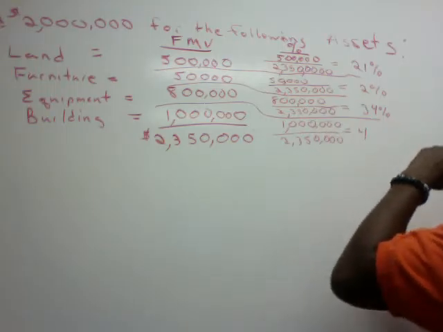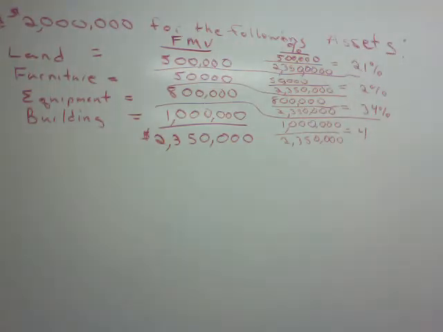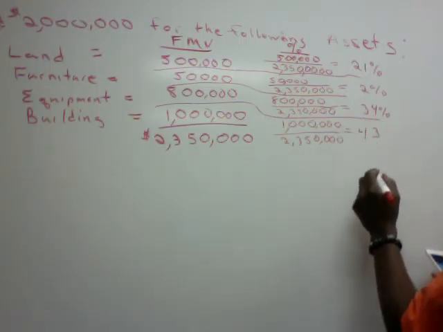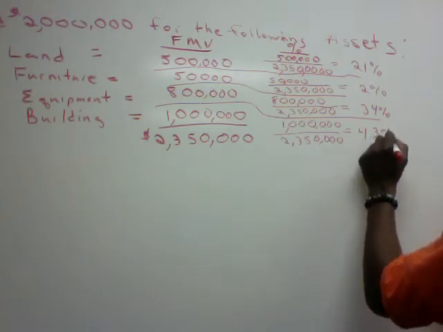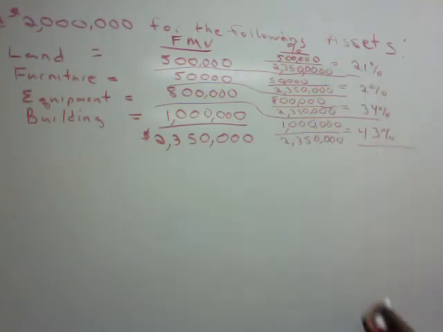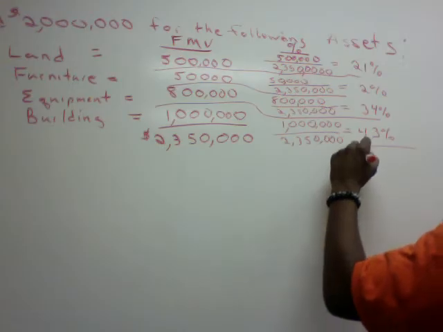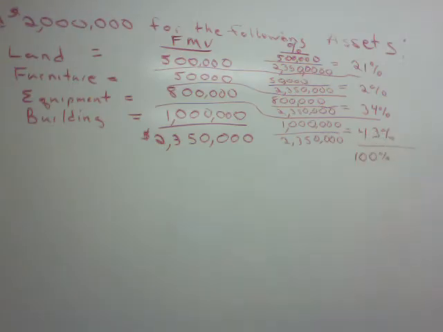really 42%. But remember, if we add all these percentages up, it has to equal 100%. So I'm going to round it up to 43 percent. And I'm going to double check to make sure all this equals 100. So we have 21 plus 2 plus 34 plus 43, and that gives us the 100%. So that's exactly where we want to be.